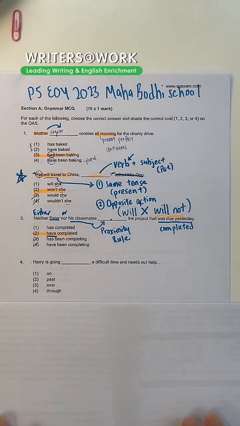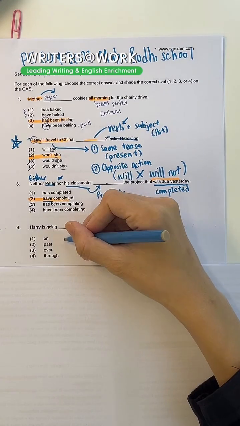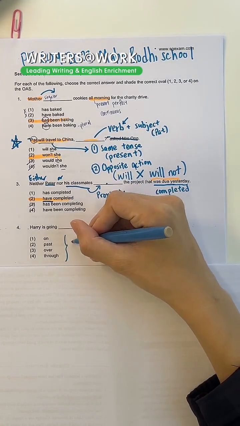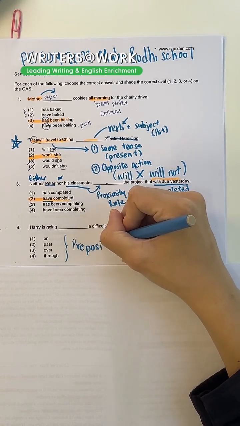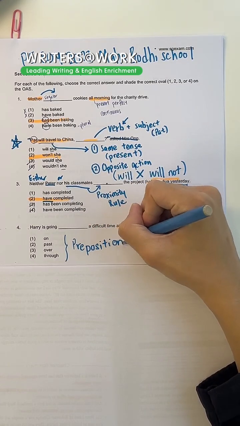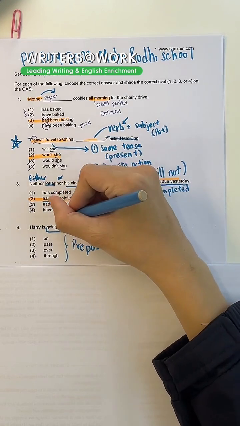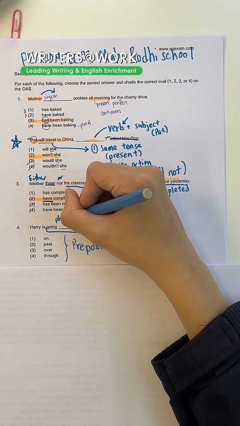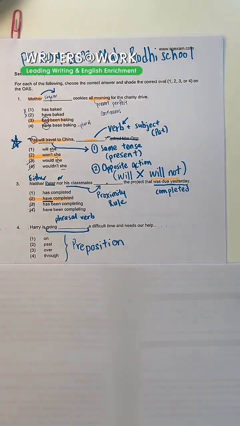Question 4. Harry is going blank a difficult time, and needs our help. This is a preposition question. Preposition usage. So which is the correct preposition over here to form a phrasal verb with going? Among these 4 prepositions, which should be used to form a single phrasal verb with going?